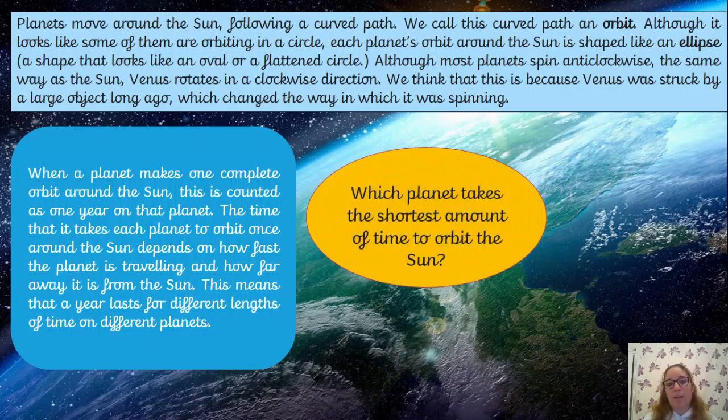Which planet takes the shortest amount of time to orbit the sun? Hopefully you've got your mnemonic in front of you, so you'll be able to see that the closest one to the sun, the one that's got the smallest orbit, which takes the least amount of time, was Mercury. Now this is an ellipse. This is the kind of shape. When you look at a picture of the solar system, quite often it's identified with lines, and you'll notice that the lines aren't a circle. They're like a squashed circle, like an oval shape.